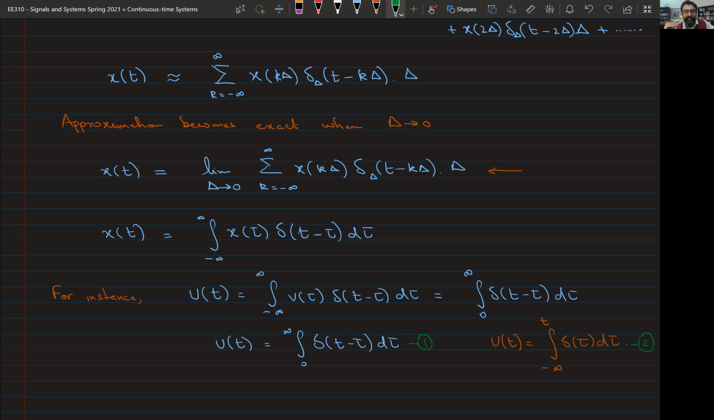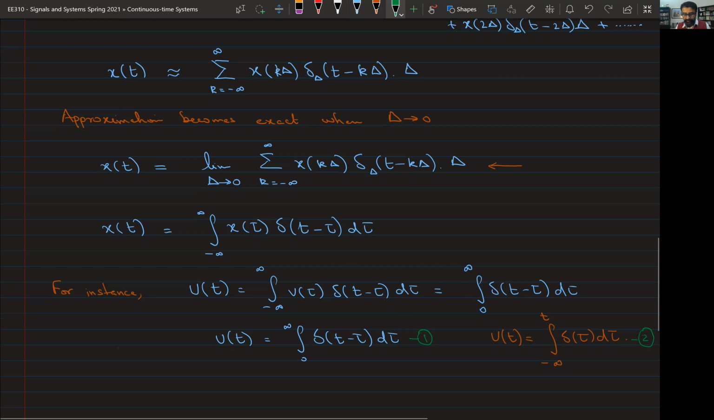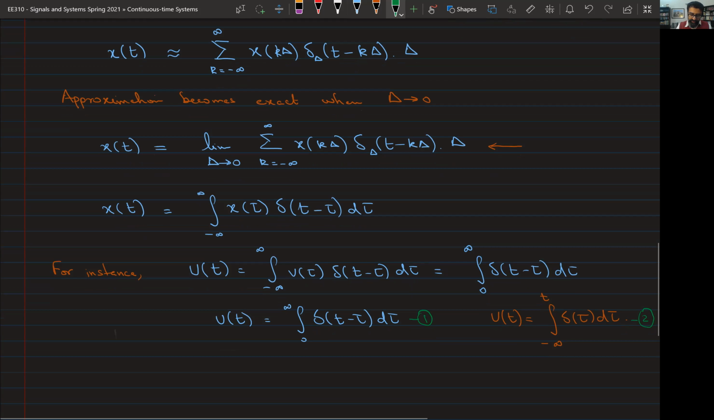Can you do some mathematical manipulation to show that equation number 1 is exactly the same as equation number 2? So can you manipulate equation number 1 to show that it is exactly the same as equation number 2? Anybody? How will you do it? And that's simple calculus, by the way.